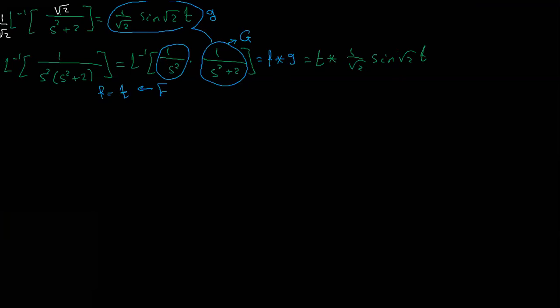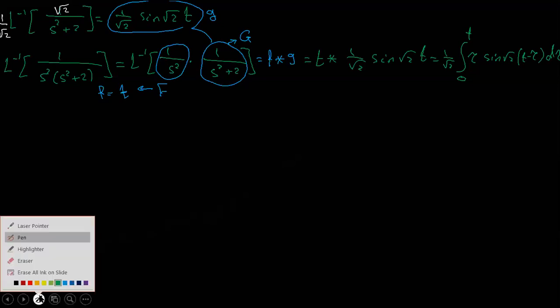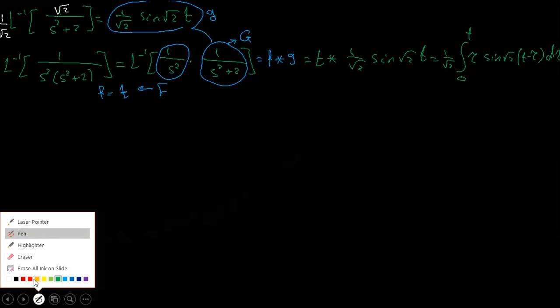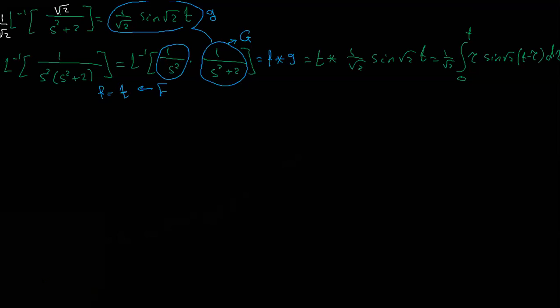The convolution is given by the formula of the integration. So I'm going to write here the integral. By the way, 1 over root 2 is a constant, so take it out of your integral. So 1 over root 2 integral from 0 to t, first function tau, second function sine root 2 (t minus tau) d tau. Do you remember how to integrate a product between two functions? One of them is trigonometric and the second is polynomial. Do you remember? By parts.